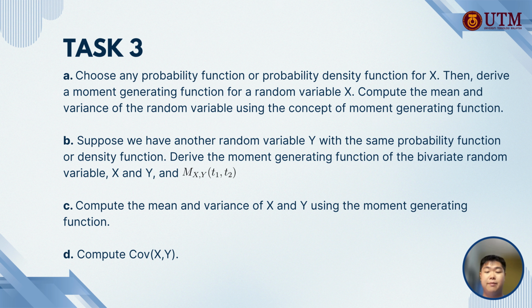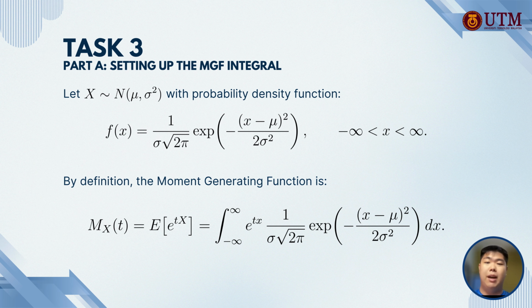First, we select a baseline probability distribution in part A by defining our random variable x as a normal distribution with mean mu and variance sigma squared. To find the moment generating function, we apply the expectation operator to e to the power of tx. This gives us our starting integral over the entire real line. The challenge now is to combine these exponential terms and solve the integral.